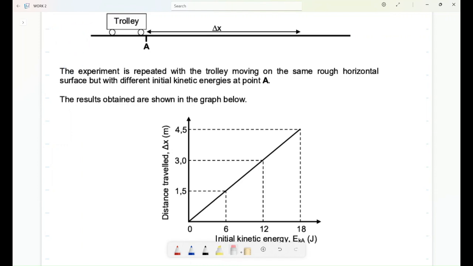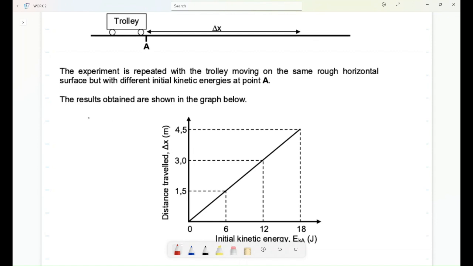Now, we are told that the experiment is repeated with different kinetic energies at point A so that we can improve the reliability of the experiment. Now I'm talking life sciences. This is life sciences energy. You repeat the experiment, you increase the sample space. We are not there. We are doing physical science here.